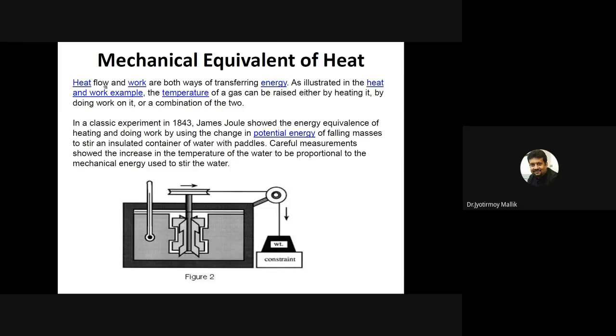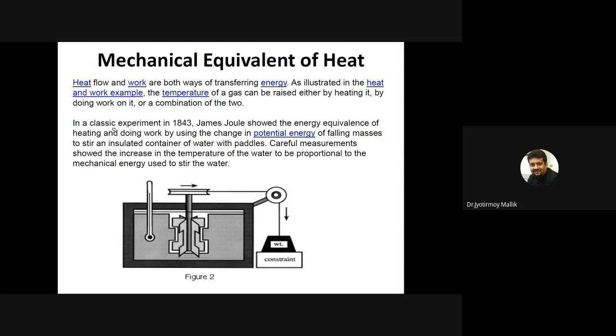Mechanical equivalent of heat. Heat flow and work are both ways of transferring energy. As illustrated in the heat and work example, the temperature of a gas can be raised either by heating it or by doing work on it, or a combination of the two. If I want to elevate the temperature of a gas, I can do some work on it. That work will be converted into heat energy and will raise its temperature. Or I can simply elevate the temperature by putting a heat source around it.